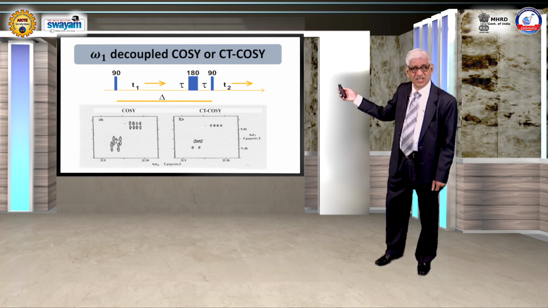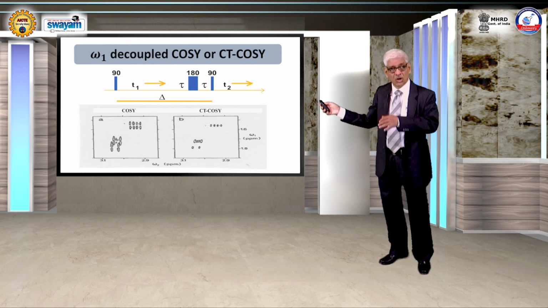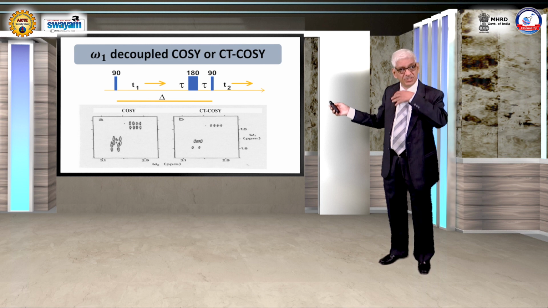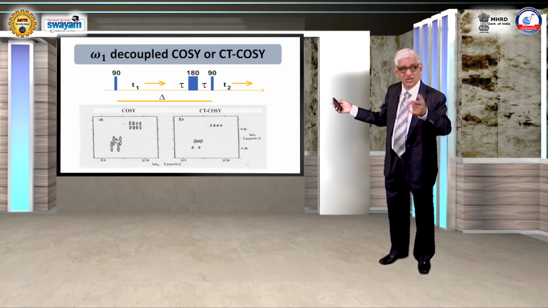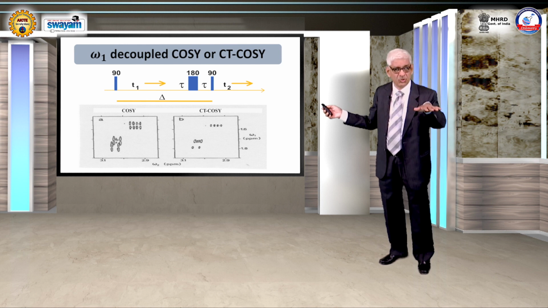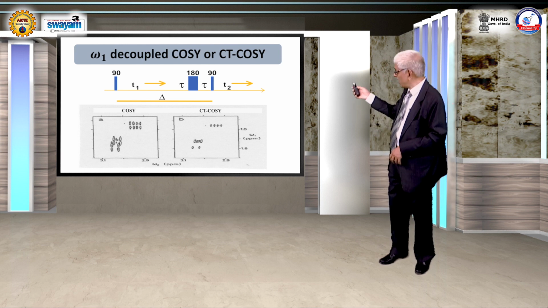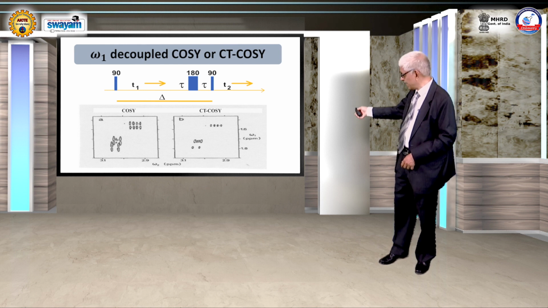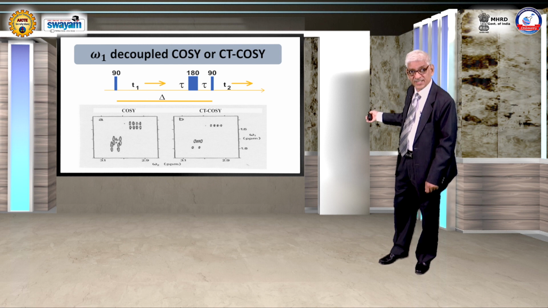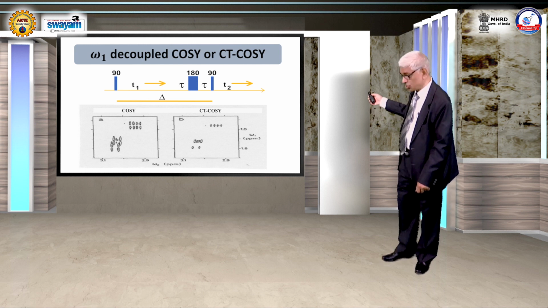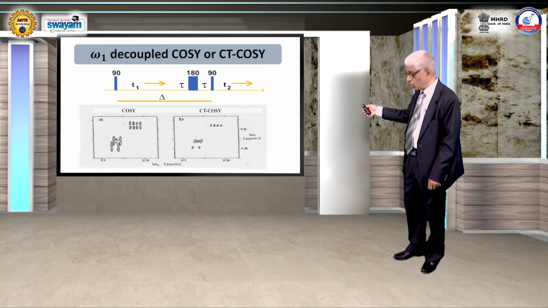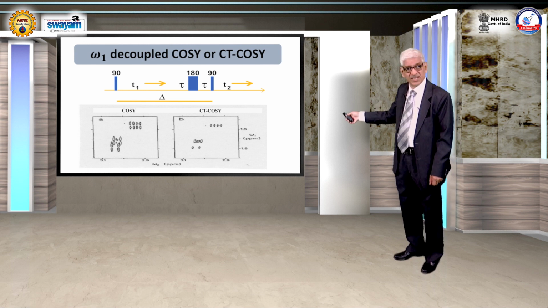What is the consequence of this? The consequence is that along the omega 1 axis there is no coupling information. Coupling information is completely eliminated along the omega 1 dimension. Coupling information appears only along the omega 2 dimension. Therefore, the overlapping multiplets shown on the left side get clearly resolved in the spectrum shown on the right side. The constant time COSY shows clearly the separation of the multiplets, which could not be discerned in the left side spectrum.